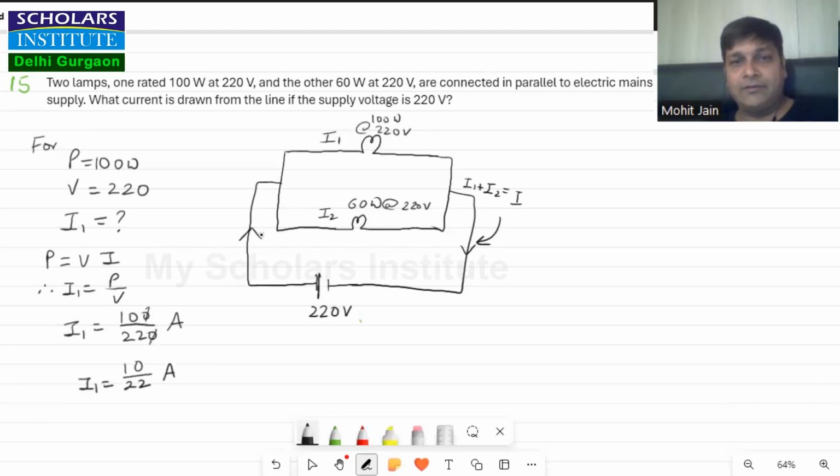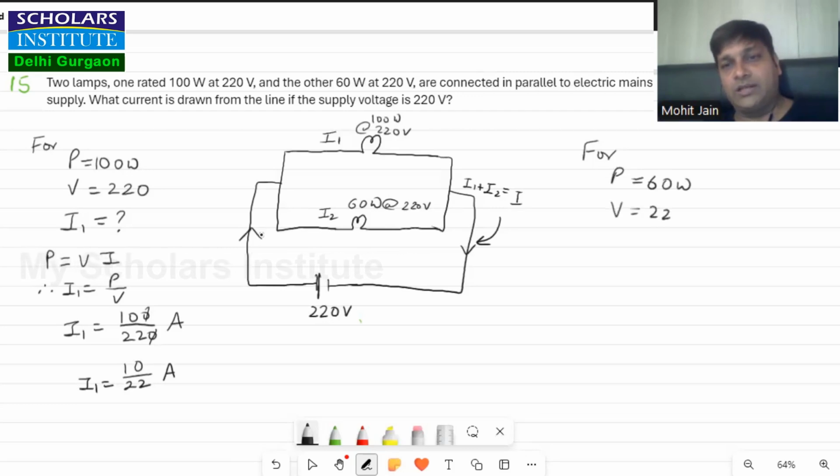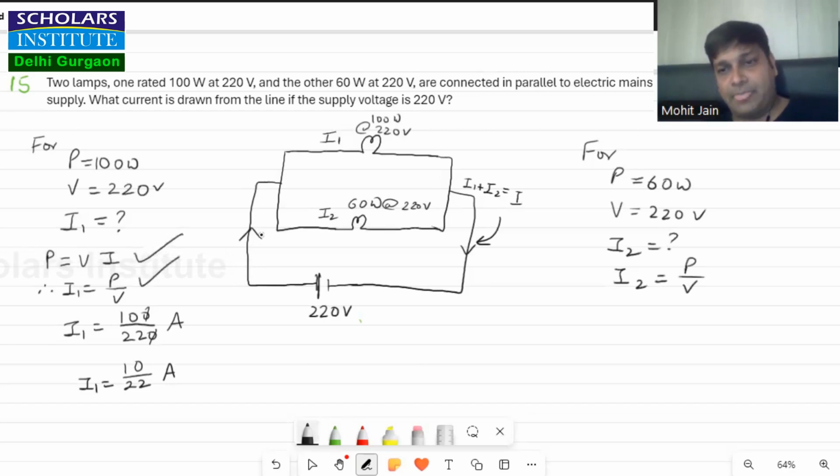Okay. Similarly, for the other bulb, power is equal to 60 watt, voltage is again 220 volt. So the current I2 we have to find. So I2 in this case will be again P by V only, as we have already seen. So I2 will be equal to 60 divided by 220. This 0 gets cancelled. So you get 6 by 22 ampere.